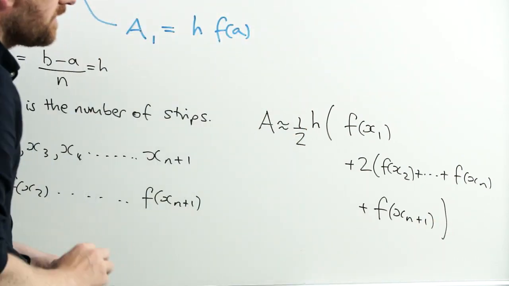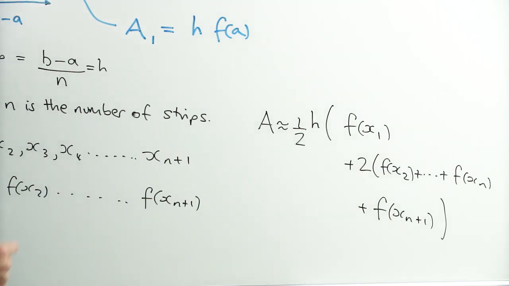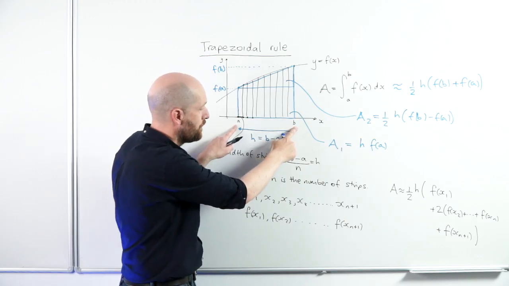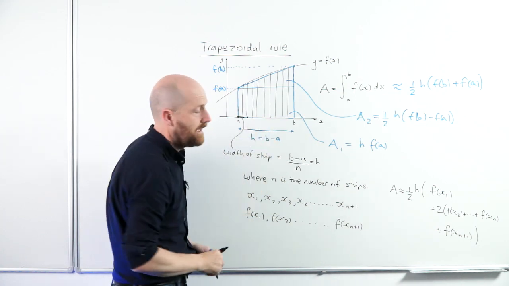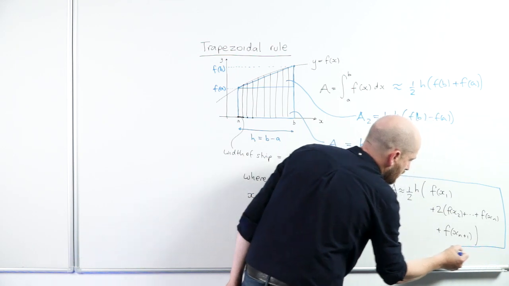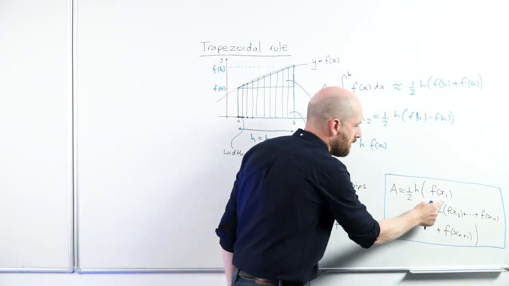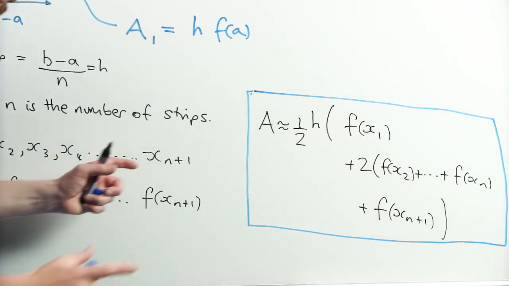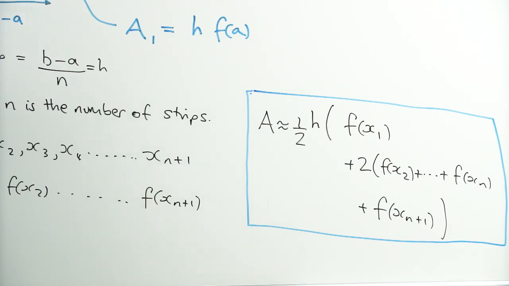The two endpoints at x1 and xn plus 1, which are actually x equals a and x equals b, are only counted once. The rest of the points are actually added in twice. So this is our final rule. There's quite a lot of work to get there. I've got to evaluate my function at lots of different points, add them all up, and use this formula, and this is the trapezoidal rule.